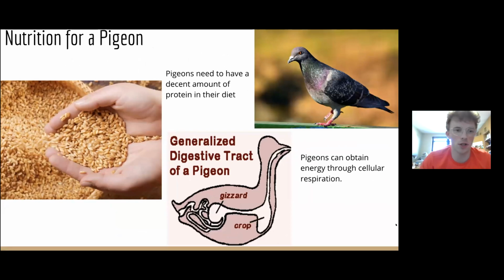I'll be talking about the nutrition for a pigeon. Pigeons are seed and grain eaters, which makes them herbivores. The stomach of a pigeon plays a small part in its actual digestion of its food. The gizzard is what is important for digestion. The stomach only helps to grind up that food.